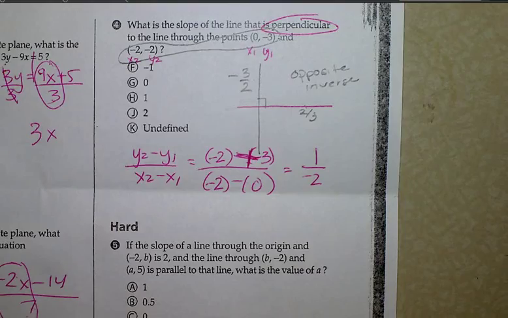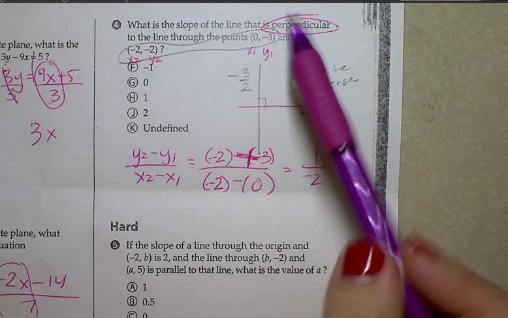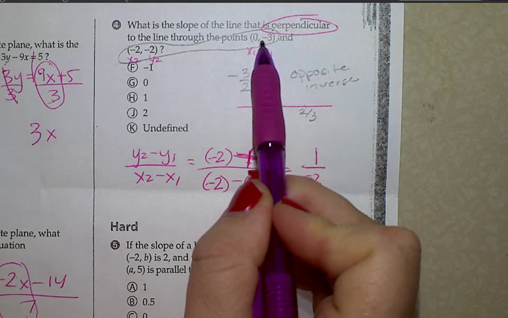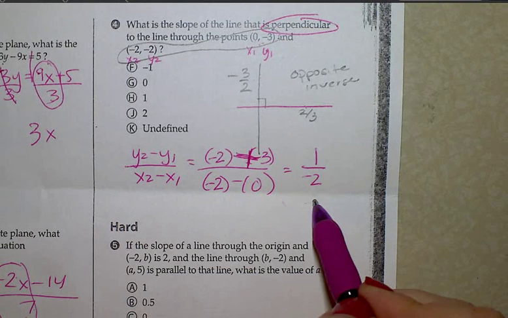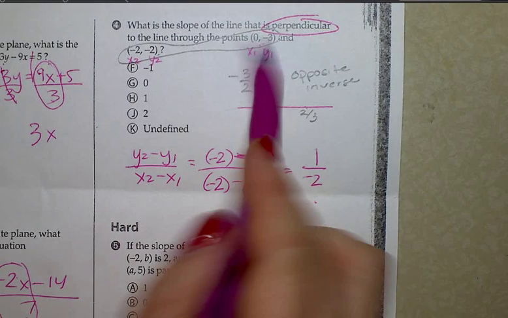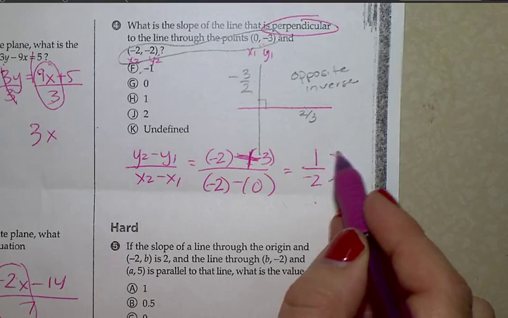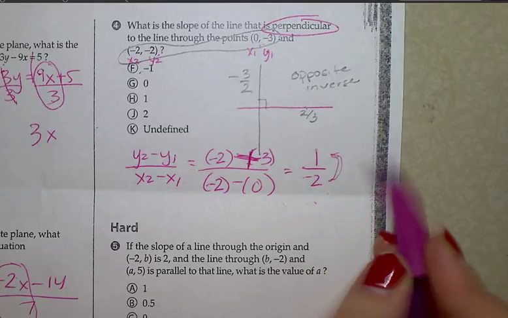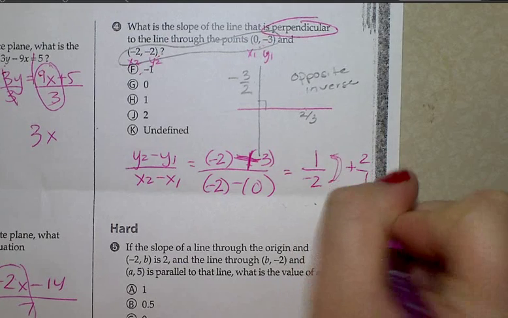So I determined that the slope of the line that crosses through these 2 points is negative 1/2. And I want to come up with the slope of a line that's perpendicular to this line. So if it's perpendicular, we're going to take this and flip it around. We're going to find the reciprocal, and we're going to change the sign, making it a positive 2/1, or positive 2.